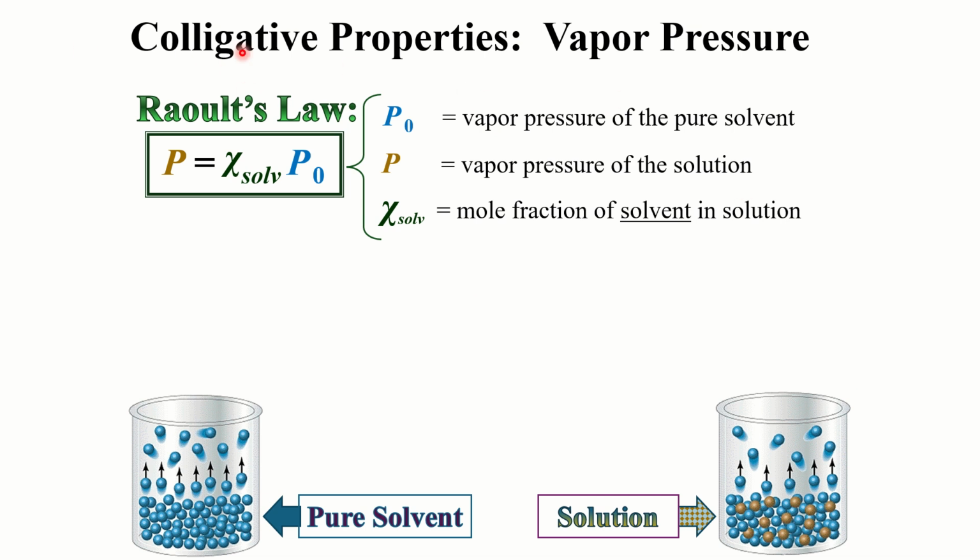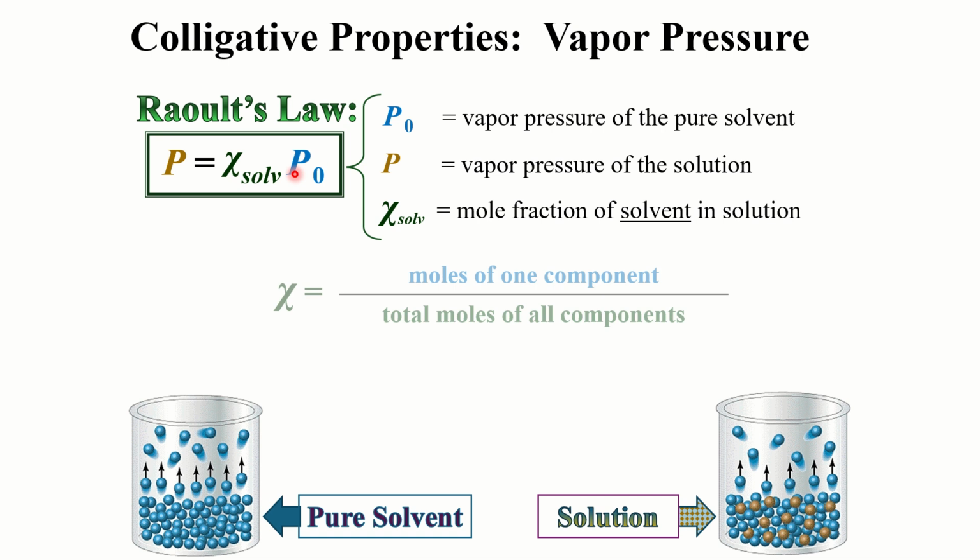Vapor pressure and how vapor pressure changes is related by Raoult's law. Raoult's law is defined as P, pressure, equals X solvent, and remember this cursive-looking X stands for mole fraction, so this is the mole fraction of solvent in solution, times P0. P0 is defined as the vapor pressure of the pure solvent. So the vapor pressure of the solution equals the mole fraction of the solvent multiplied by the vapor pressure of the pure solvent.